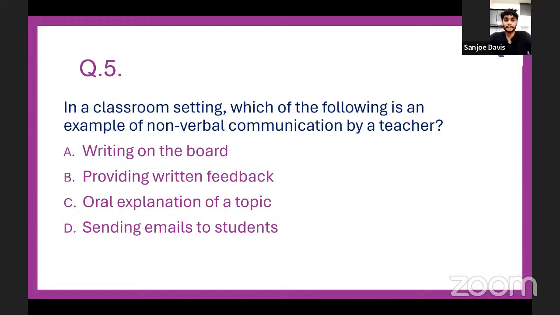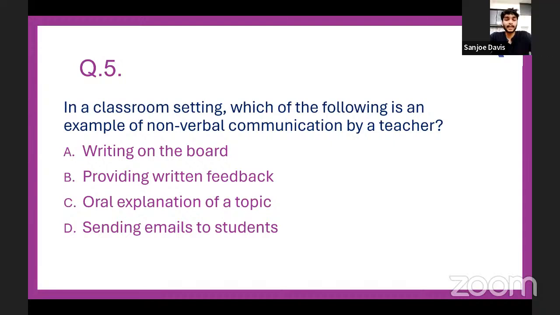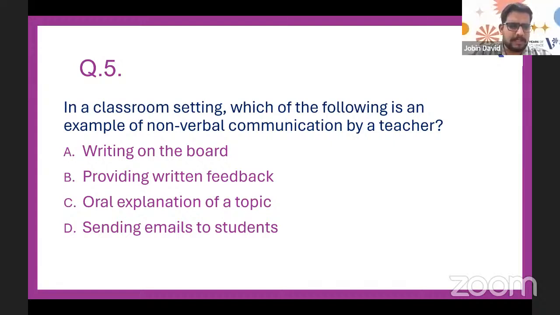the most correct one? I think it's A. It's not oral explanation. It's definitely not sending emails. So I think I have to go with option A. Okay, C, you can eliminate, and you said that it's non-verbal, like writing on the board. Okay, let us check the answer.